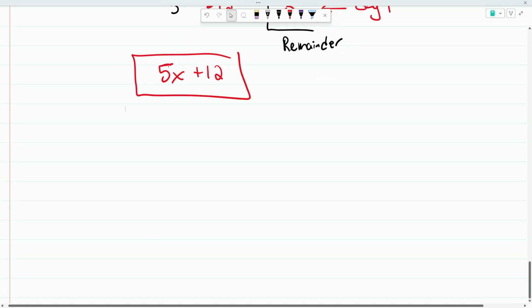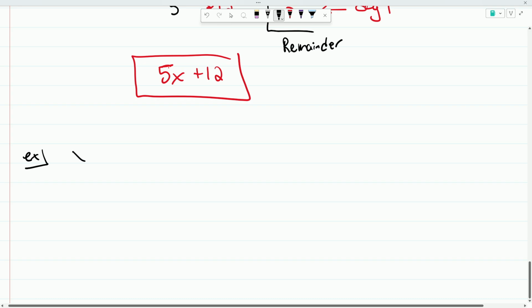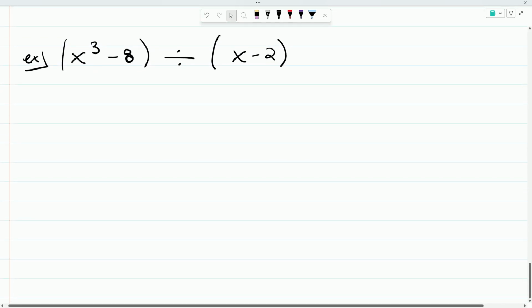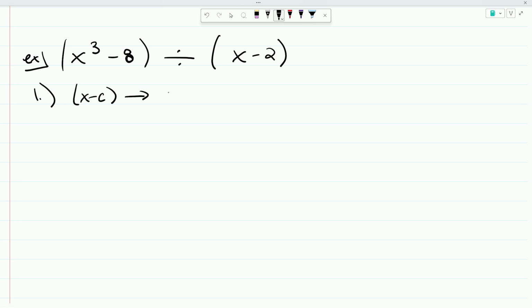This one, we're going to do x to the third minus 8 divided by, let's do x minus 2. Okay? So here, step number 1, x minus c. Well, we have that. We have x minus 2, which implies c is equal to 2.